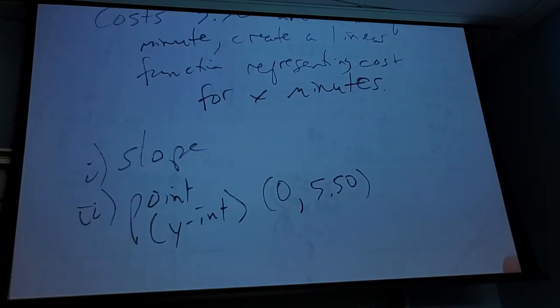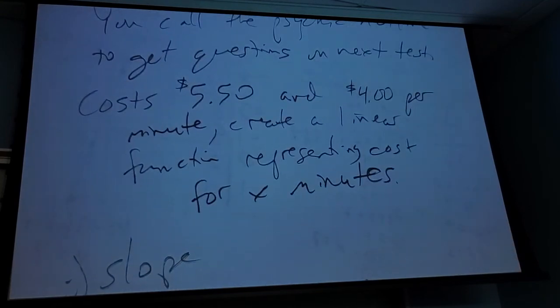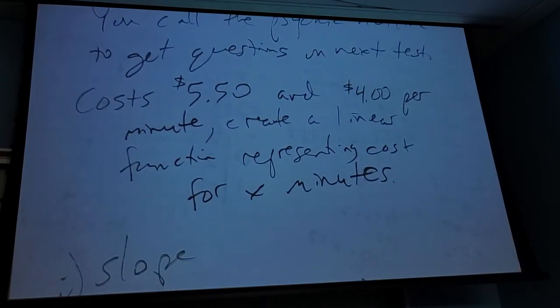And then how do I get the slope? Do I have to do work to get the slope? No. Why do I know the slope already? Because it gave you a fraction, $4 per minute. My y-axis is cost in dollars, and my x-axis is time in minutes. So they just told me the slope. Do you guys see that?